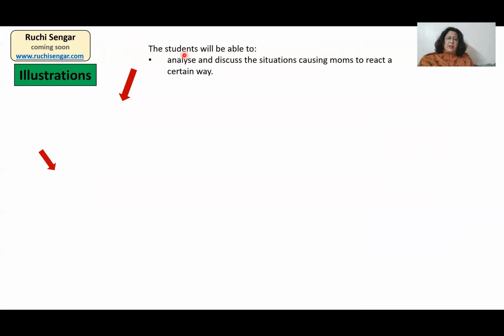The next theme, the students will be able to analyze and discuss the situations causing moms to react a certain way. Now, the child needs to understand why the mother is doing it, right? So I would like to do this via some illustrations. So they are easily available when you're surfing the net.